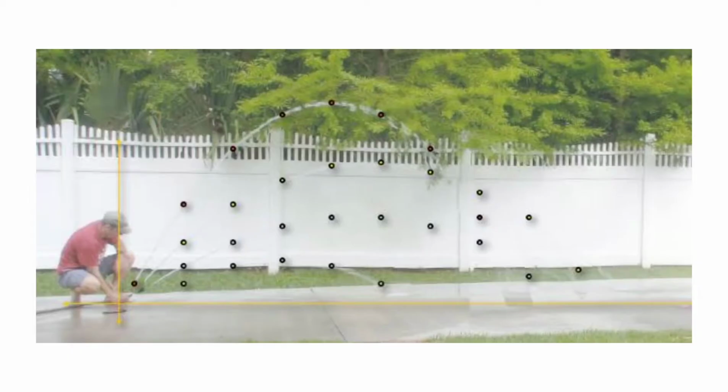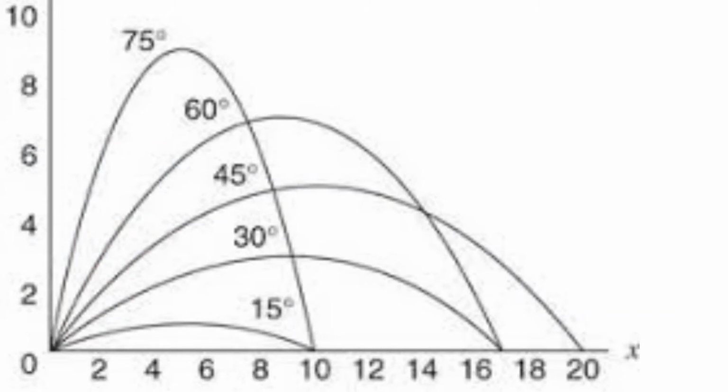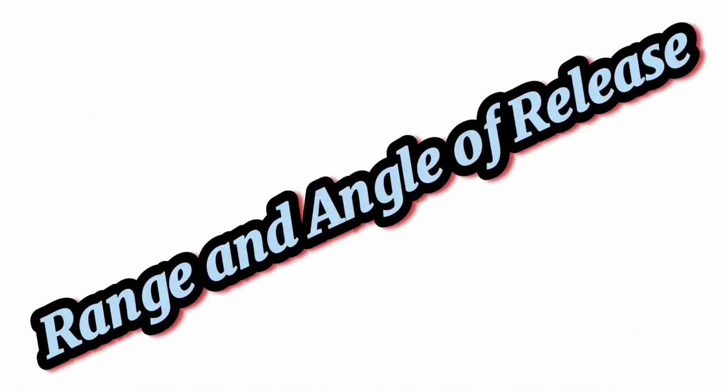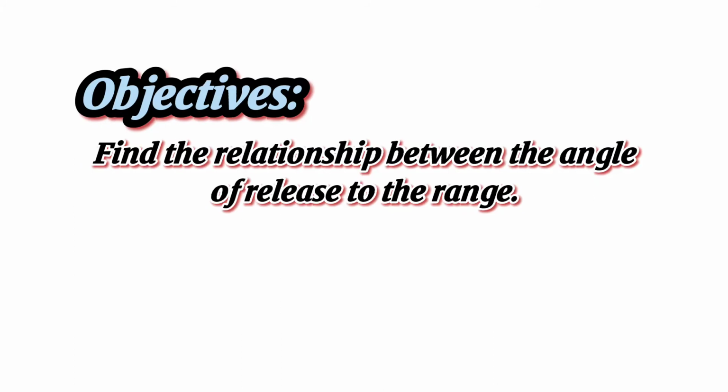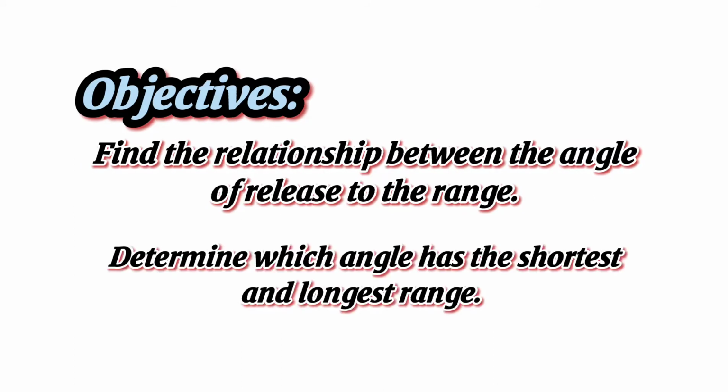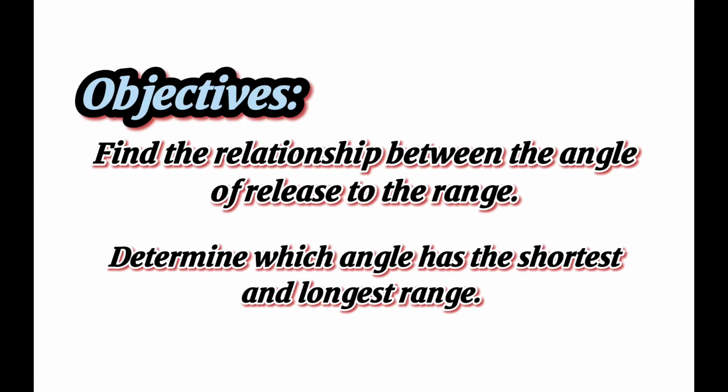This experiment will examine the range of a projectile subjected to different angles, specifically 15 degrees, 30 degrees, 45 degrees, 60 degrees, and 75 degrees. Through this conducted experiment, we'll be able to discern the relationship of range to the projectile motion of an object. For the objectives, at the end of this activity, the students will be able to find the relationship between the angle of release and the range and determine which angle has the shortest and longest range.